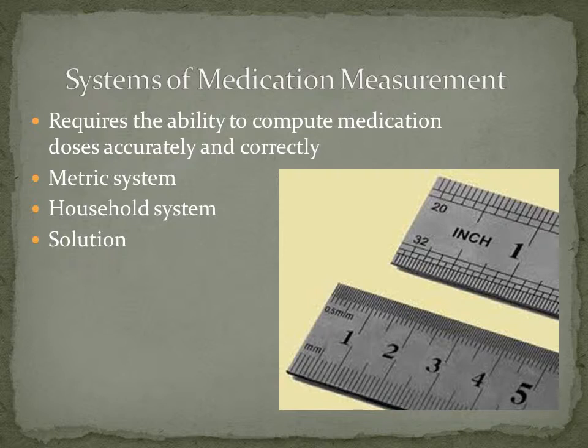Household measurements are very familiar to most people. Medications ordered by this method will include drops, teaspoons, and tablespoons. And if you look in your book on Table 31.6, there's a lot of common conversions. Solutions are used for irrigations, injections, and infusions. A solution is defined as a given mass of solid substance dissolved in a known volume of fluid, or as a given volume of liquid that's dissolved in a known volume of another fluid.